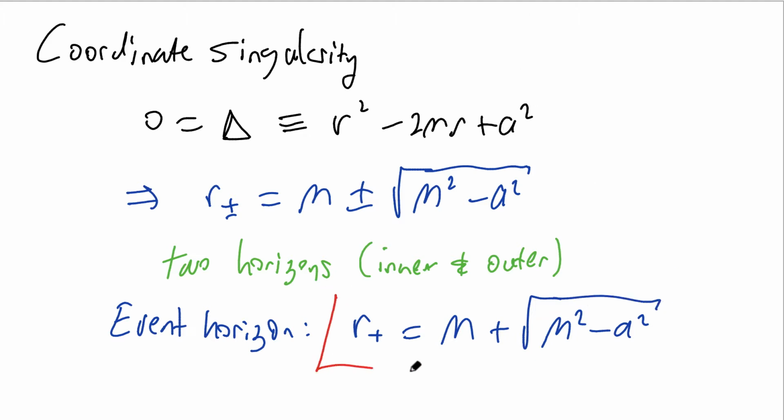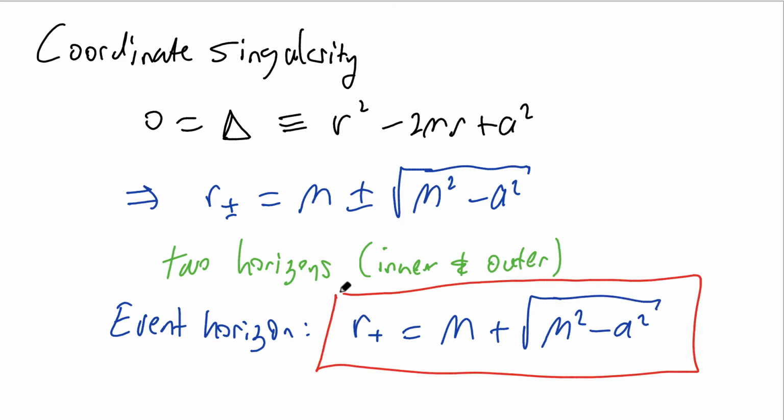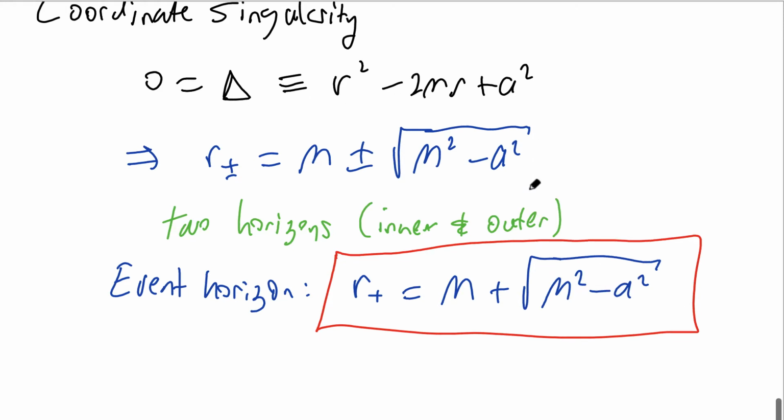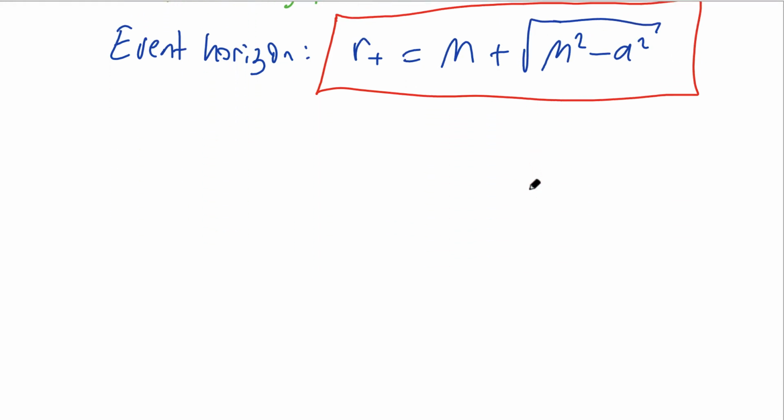Now this horizon plays the same role as the Schwarzschild horizon. If any particle or observer crosses this horizon to smaller values of little r, then they can never return, and an outside observer can never receive any signals or information from the interior inside this event horizon. Now, one thing you'll notice about this expression for the event horizon is that it requires m squared to be greater than a squared.